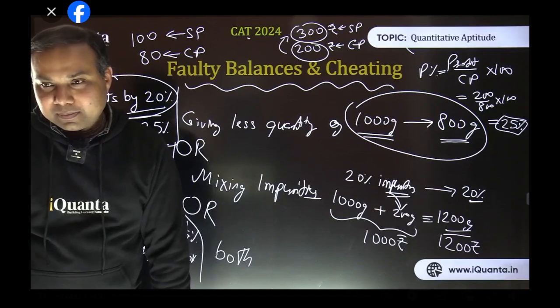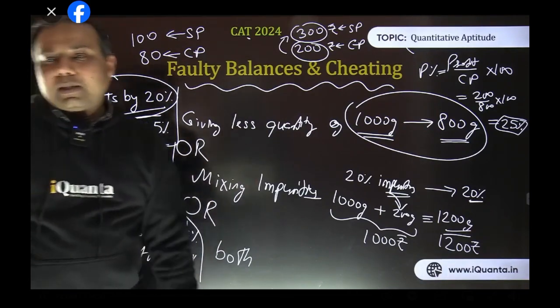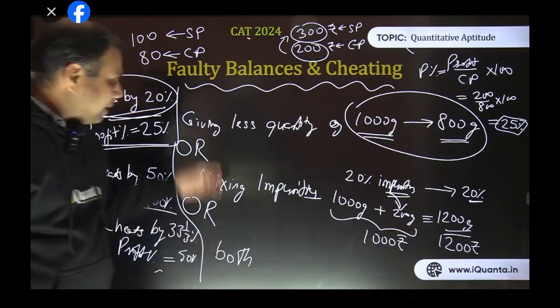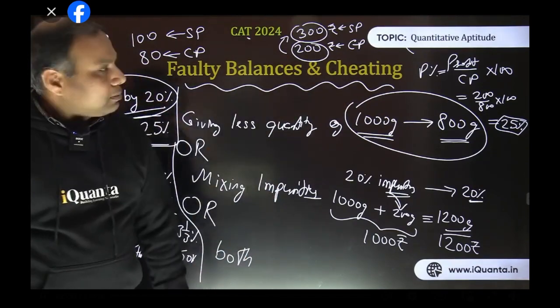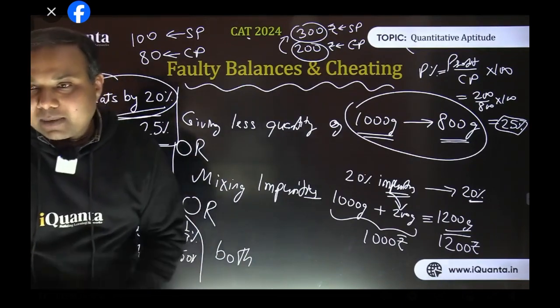Is it fine? So these are the basic two varieties of cheating which we find in the questions, and as I said, there can be a mixture of many other things. He may not be selling at the cost price, so we will be using the different varieties in different questions now. ठीक है, आगे बढ़ते हैं.